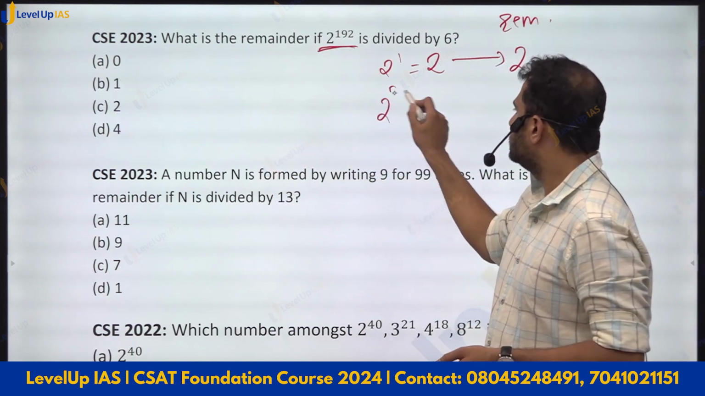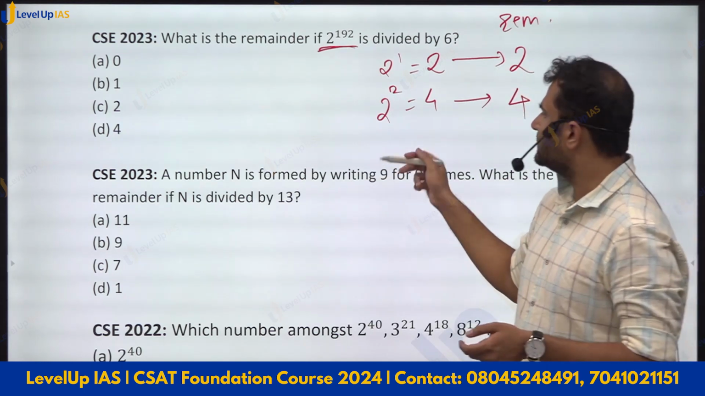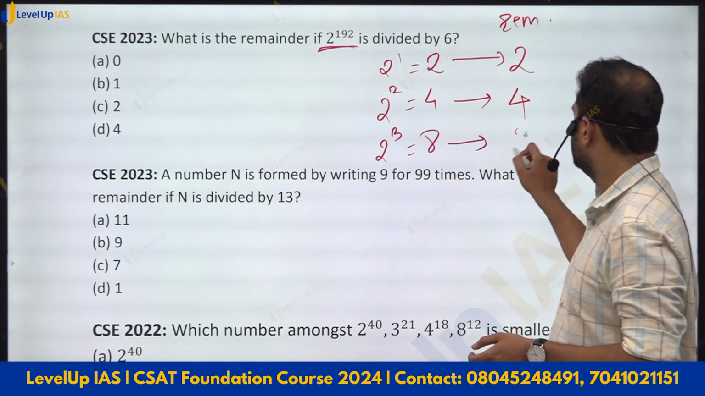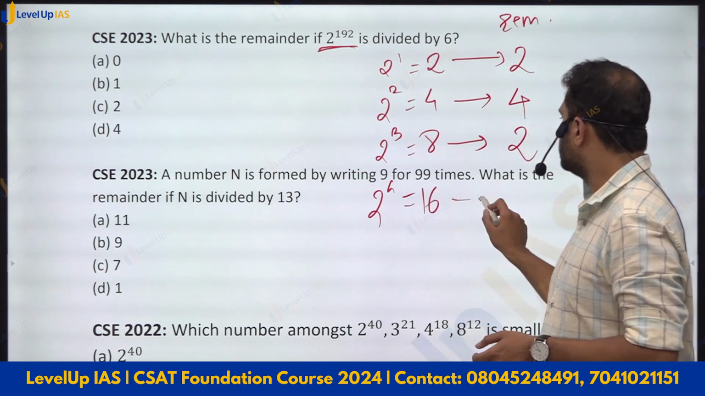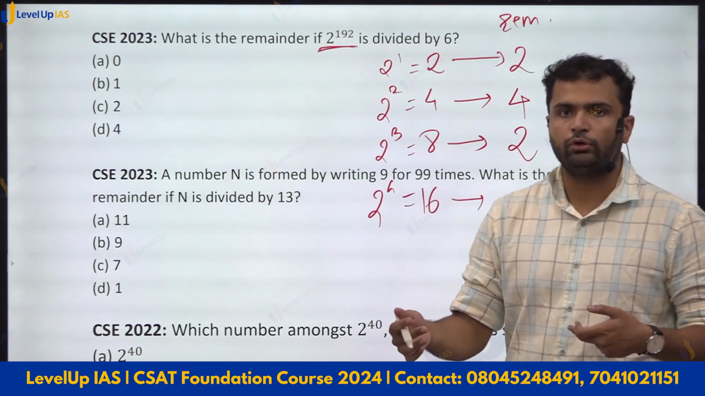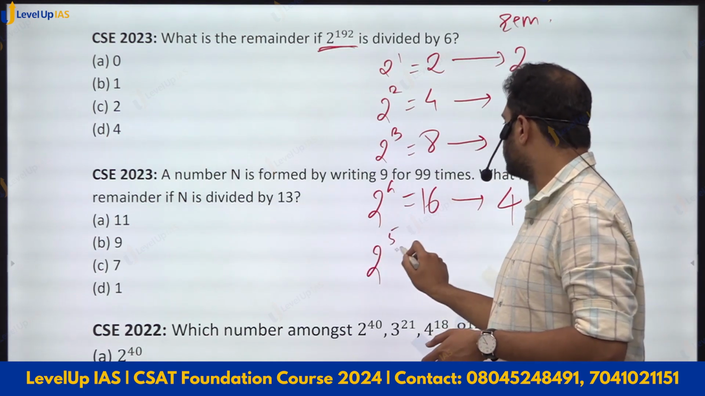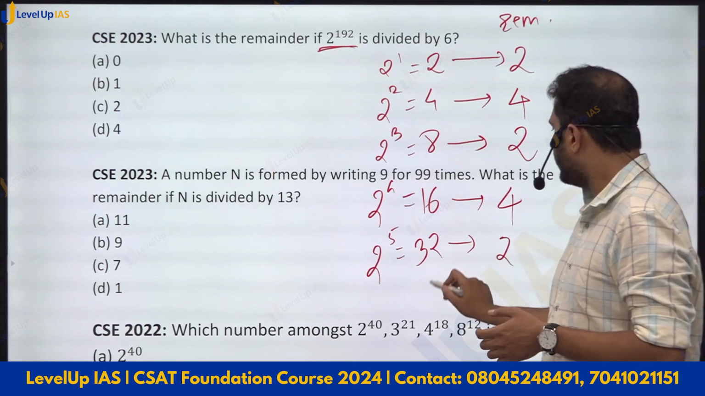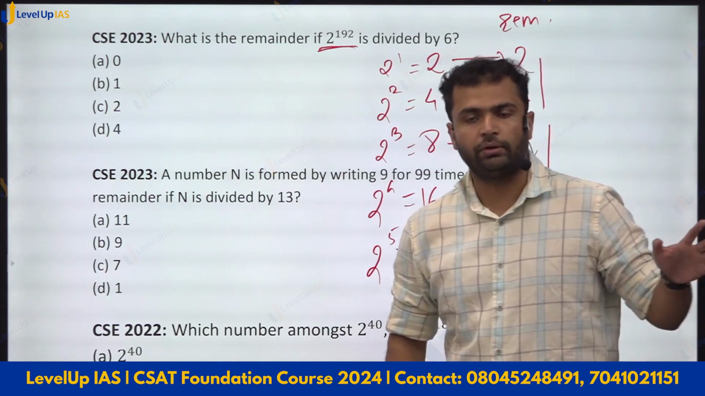2 square is equal to 4. What is the remainder? 4, because these numbers are still less than 6. 2 cube is equal to 8. What is the remainder? 2. 2 raised to 4 is equal to 16. What is the remainder? 6 into 2 is 12, plus 4. So the remainder is 4. 2 raised to 5 is 32. Remainder 2, and so on. Can you see? 2, 4, 2, 4, 2, 4, and so on.